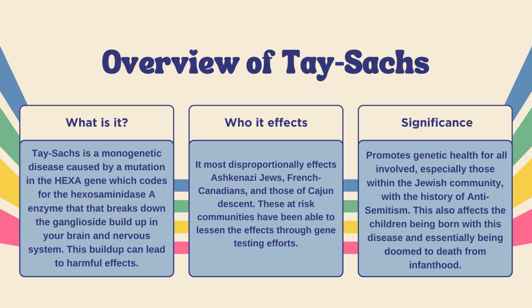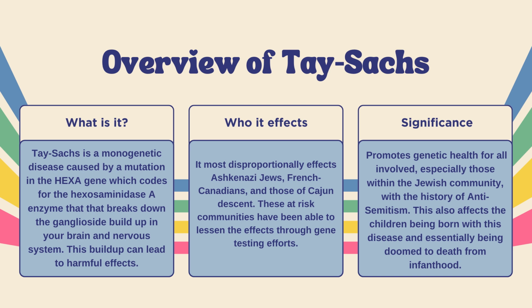Tay-Sachs is a monogenetic disease caused by a mutation in the HEXA gene, which codes for hexosaminidase, an enzyme that breaks down the ganglioside buildup in your brain and nervous system. This buildup can lead to harmful effects like muscle weakness, difficulty speaking, seizures, hearing loss, and vision loss.